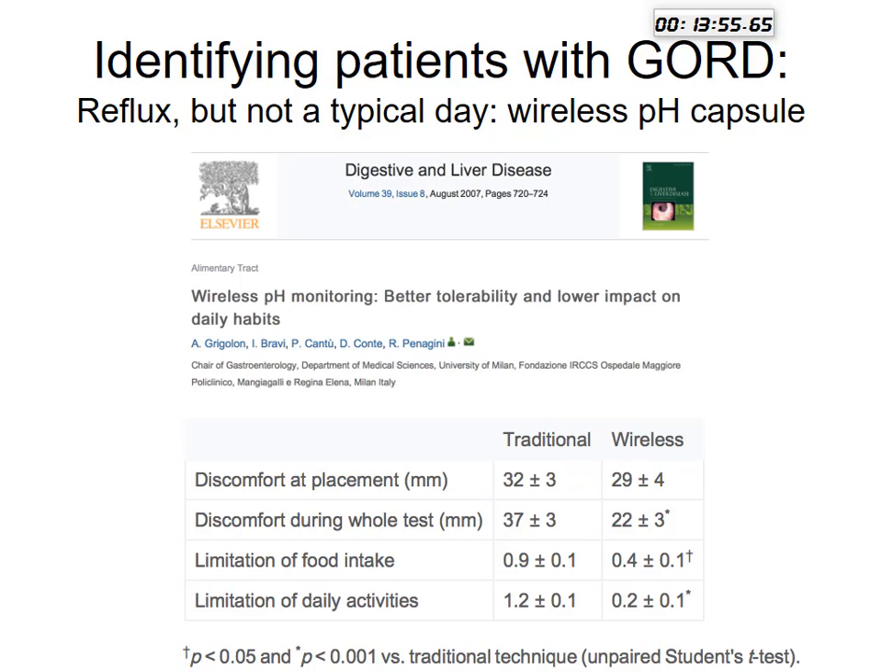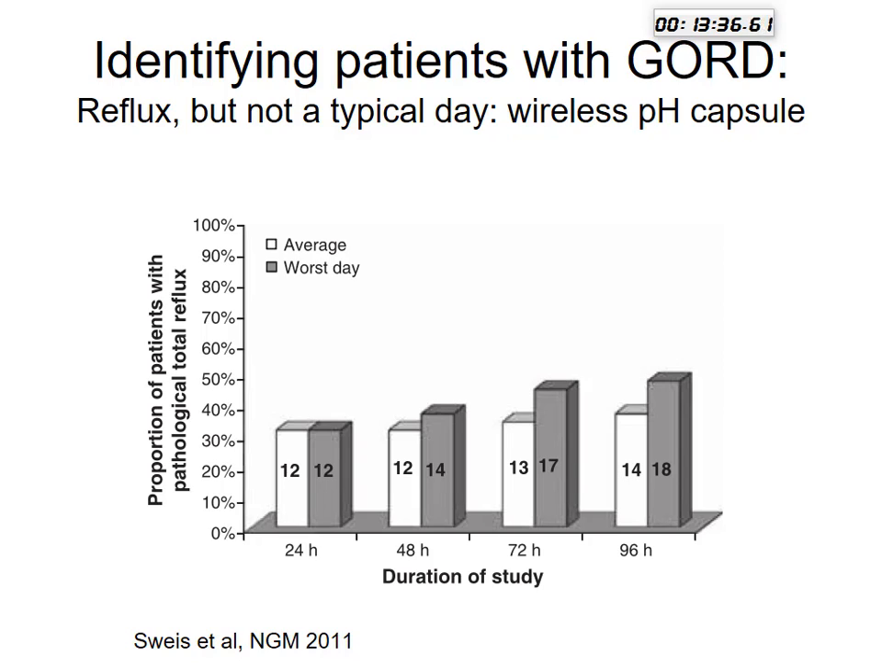But certainly in terms of comfort, the studies would suggest that although it's not much different in terms of placement comfort levels, during the test, comfort levels are increased with a wireless catheter. Patients have less limitation of food intake and less limitation of daily activities. So you can reproduce a normal day. And if you look over more than one day, we find that the proportion of patients who are diagnosed with pathological reflux increases. So there are more patients diagnosed with reflux disease after 96 hours of study versus 24 hours of study.